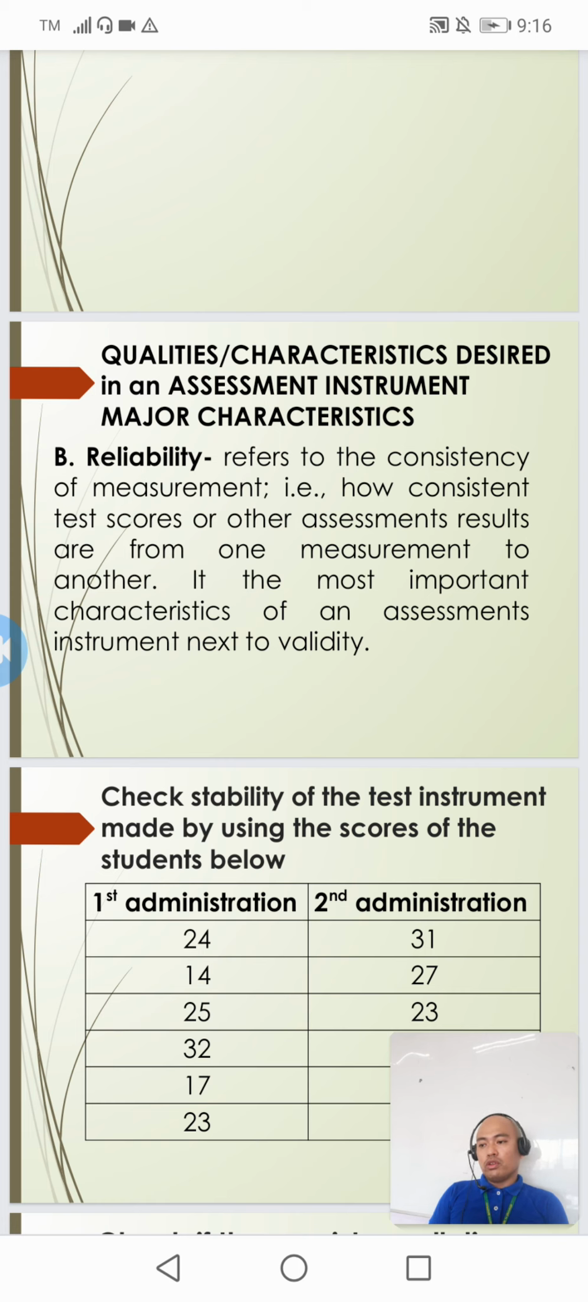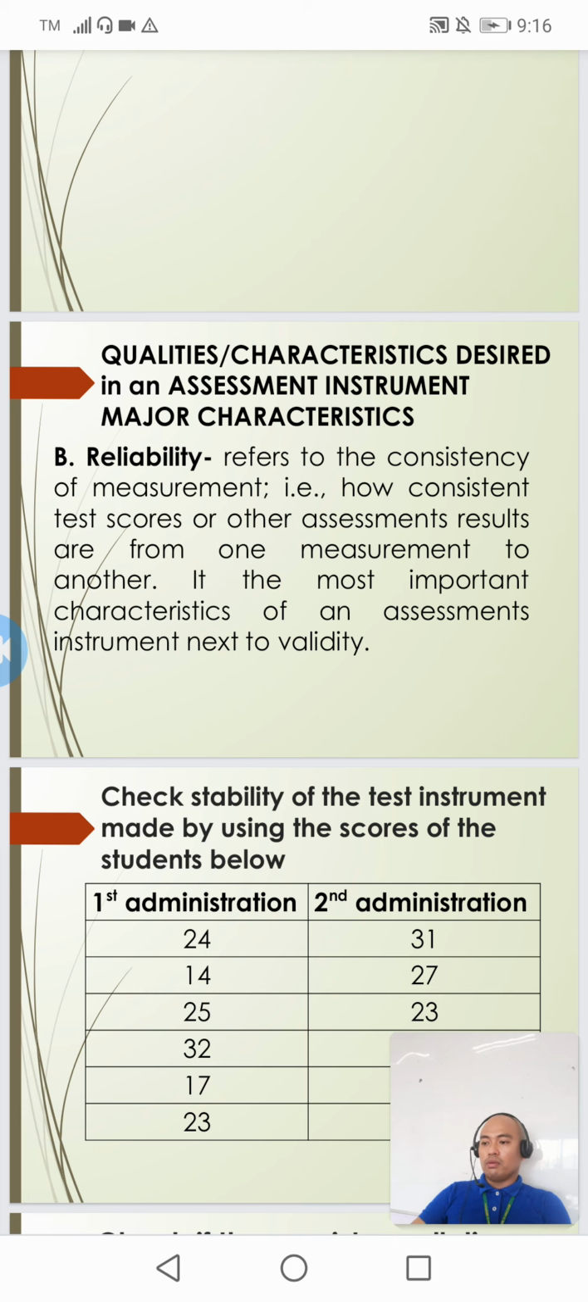Now, to be able to do test-retest reliability, we will be administering the test twice to the same group of respondents or same group of people with any time interval between tests from several minutes to several years. And the results will be correlated, since we'll be having twice or different data. And this data will be correlated using the Pearson product moment correlation.